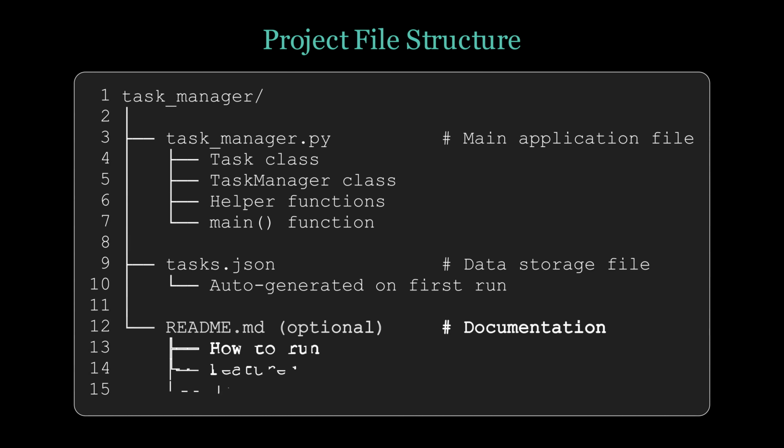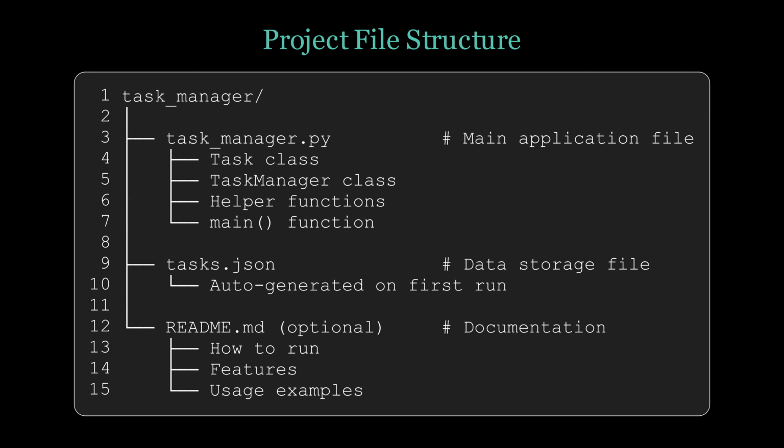Understanding the file structure helps you see how all the pieces fit together in a real application. Our project has a simple, clean structure. The main file is taskmanager.py, which contains everything: the task class, task manager class, helper functions, and the main function. The tasks.json file is auto-generated when you first add a task. You don't create it manually. It stores all your task data in JSON format.